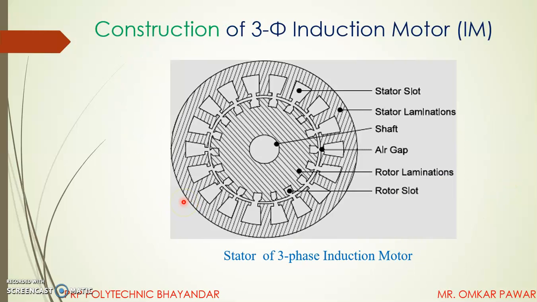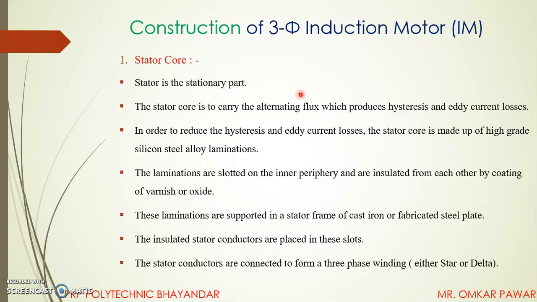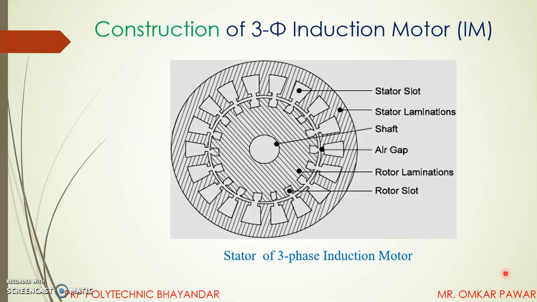The laminations are slotted on the inner periphery and are insulated from each other by a coating of varnish or oxide. In this diagram, this is the stator laminations, and inside that is the rotor bar, and this is the shaft, and in between these two there is an air gap. Inside the inner periphery of the stator there are slots to put the conductors. Insulated stator conductors are placed in these slots. The stator conductors are connected in such a way as to form a three-phase winding, that is, either in star or delta.